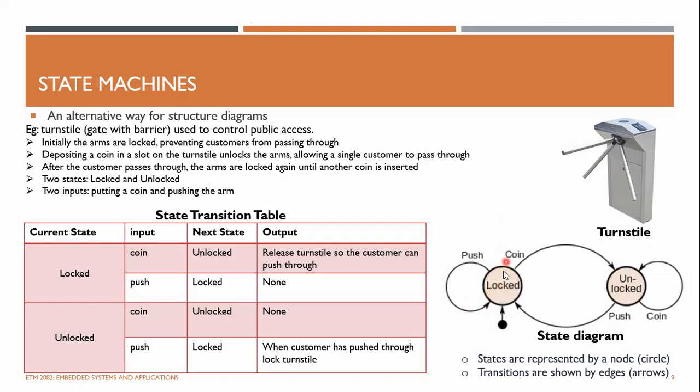If someone adds a coin, it will change its state. Someone puts a coin, so it goes to the unlocked state. And again, if someone puts a coin, it should again be in the unlocked state. If someone pushes, it will detect it as a push and let the person move. After that, the transition moves back to the locked position.